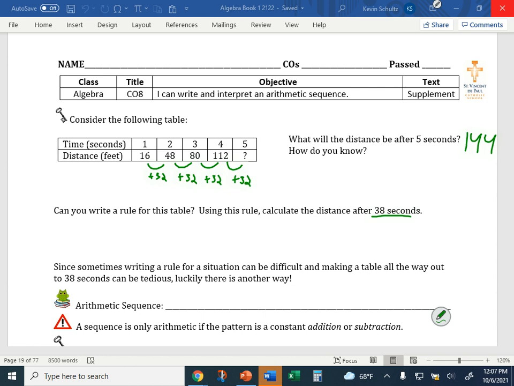Excellent. Yeah. Aiden kind of realized, okay, if I want to get to 38 seconds, and he stopped it right here after 4 seconds, how many more seconds pass to get to 38? If we already have 4 seconds, how many more seconds pass to get to 38? 34 seconds, right? And so what Aiden said was, well, rather than adding 32 another 34 times, multiplication is repeated addition anyway. That's what it is. 34 times 32 is going to get the rest of the way, okay, to 38 seconds.